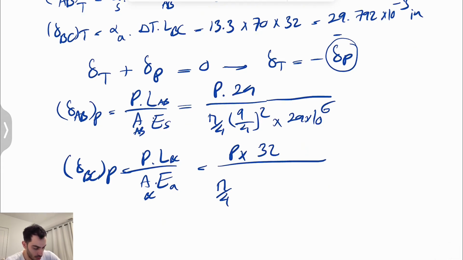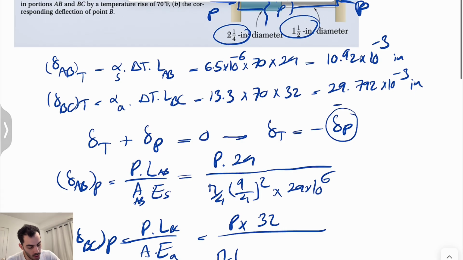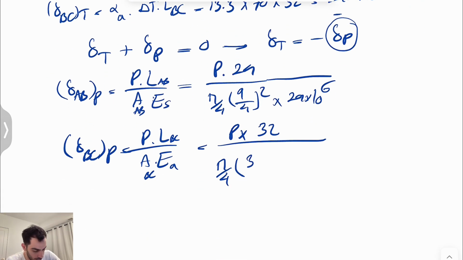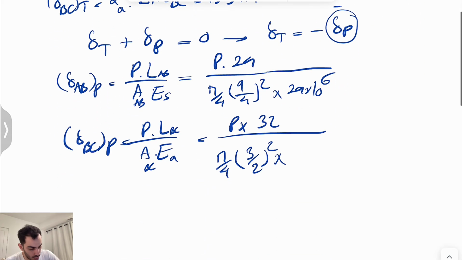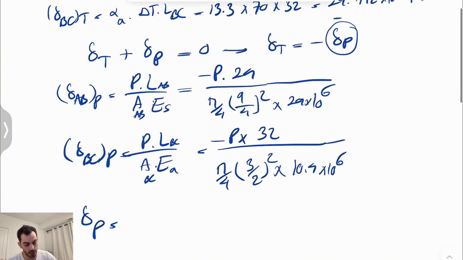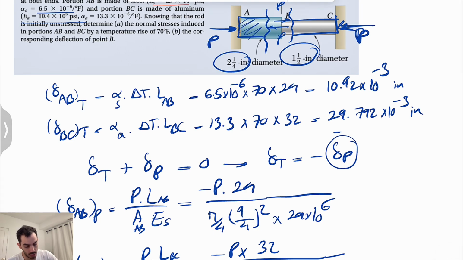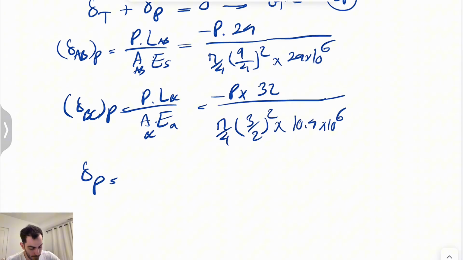Pi divided by 4, the diameter is 1½ so 3½, and the elastic modulus of the part BC is 10.4 times 10 to the 6. So our delta P would be the sum of these two, and obviously each of these is negative because they are compacting, so each of them is negative.